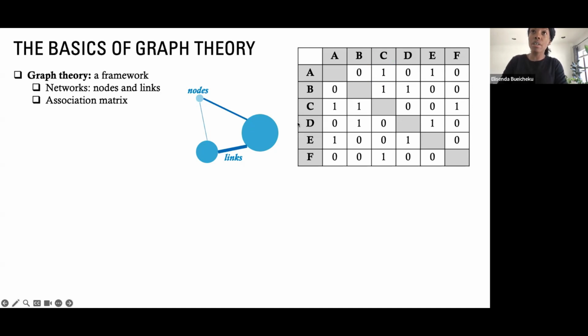Sorry, can you see my mouse? Yeah, we can see the mouse.